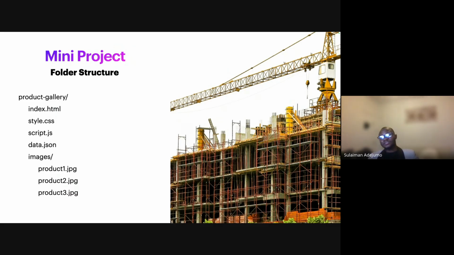Finally, we have the images folder. Inside it, we have files like product one, product two, and product three. These are the pictures that appear on each product card. Keeping all images inside one dedicated folder keeps the project tidy and makes it easy to swap or add new images later on. This structure may look simple, but it is very powerful.